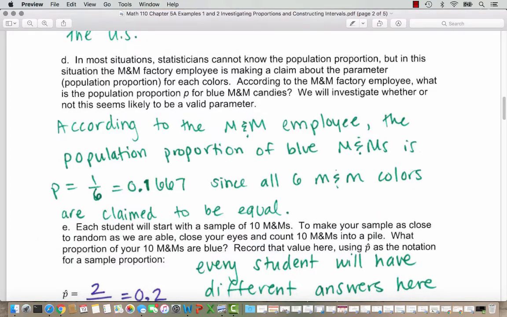According to the M&M employee, the population proportion of blue M&Ms is P equals 1 out of 6, or as a decimal rounded to 4 places, 0.1667. Since all 6 M&M colors are claimed to be equal, that's why we're using 1 out of 6 for every color.